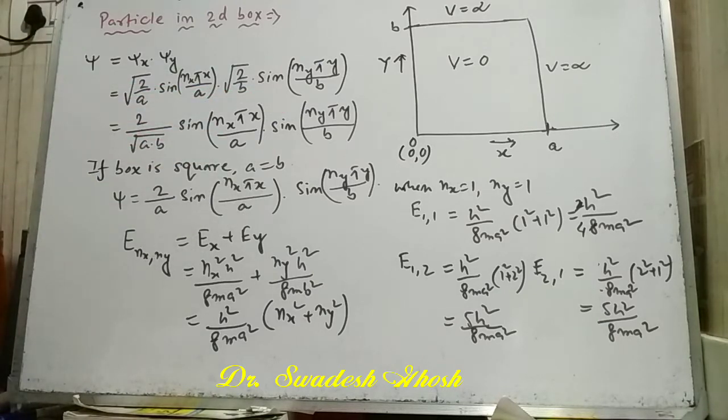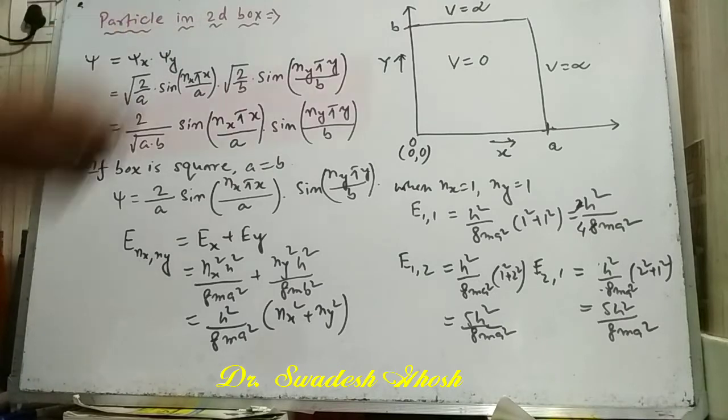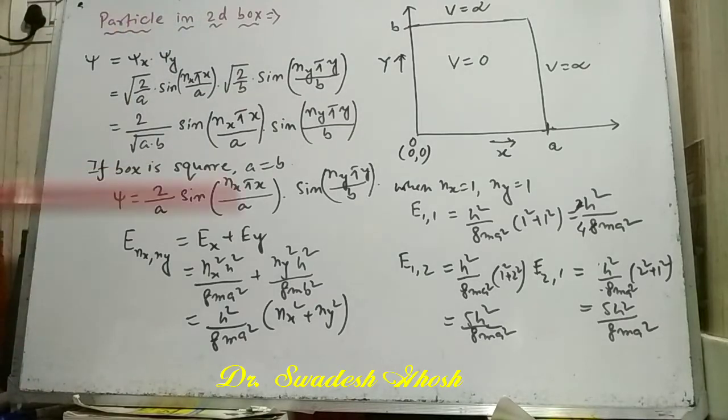Now we will determine the energy of the particle in a two-dimensional box. So what is the energy of the particle? The energy E nx ny, where nx and ny are the quantum numbers. nx is the quantum number along the x-axis and ny is the quantum number along the y-axis. The values of nx and ny are 1, 2, 3 respectively. And here A is the side length along the x-axis and B is the side length along the y-axis. It's very simple, we already discussed it in the previous class.